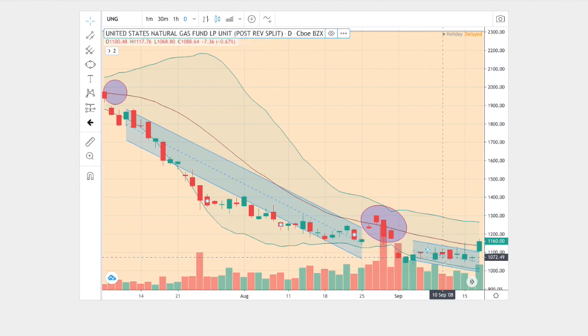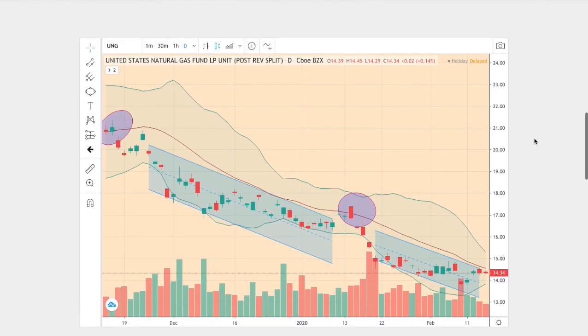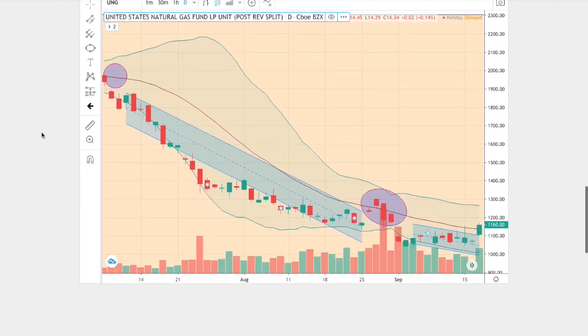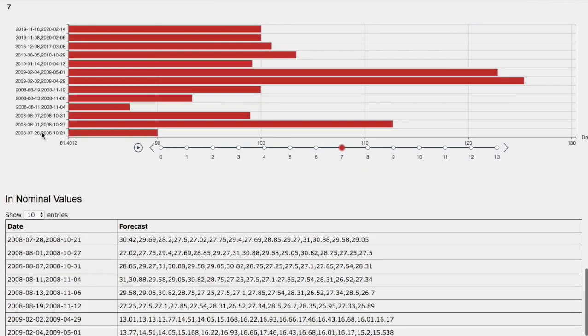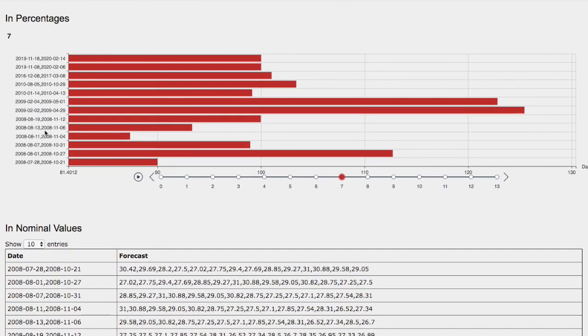So what we have is 1, 2, 3, 4 points. We also have 1, 2, 3, 4 points on the current trend. So there's reason to believe that the trends and patterns are the same. The outcome and the forecast should be fairly the same. So the model that we just examined was July 28th to October 21st, 2008.